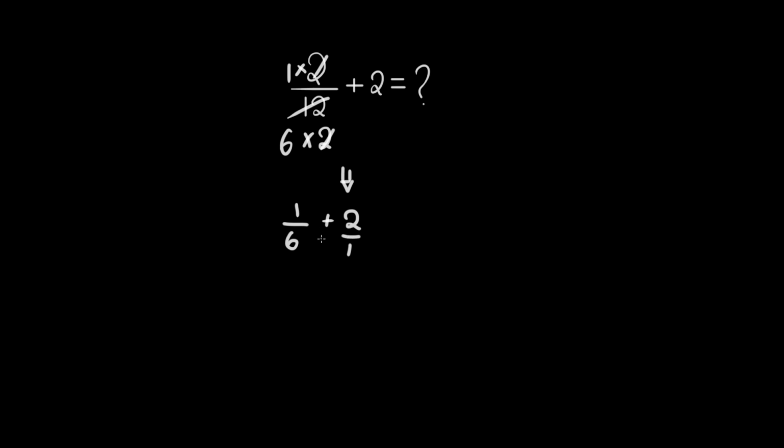1 times 1 is 1, right? We are not gonna add something, and we are not gonna multiply this fraction. We are gonna use the LCM to make the denominators of these two fractions the same. 2 is 2 by 1, that's also a fraction. So I'm gonna multiply this by 6, and this also by 6, the numerator being multiplied by 6. Why? Because 6 by 6 is 1.